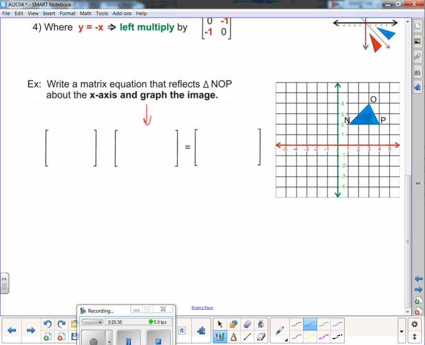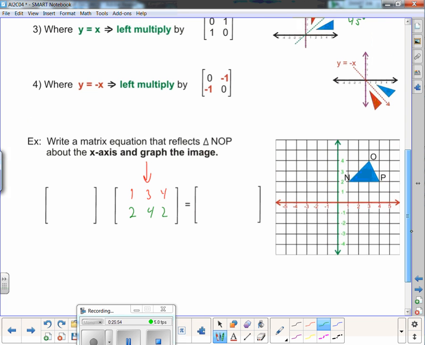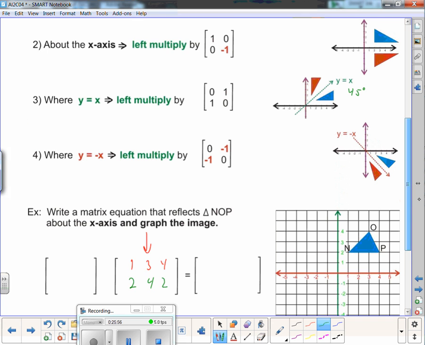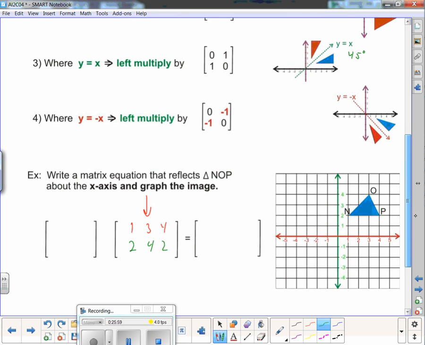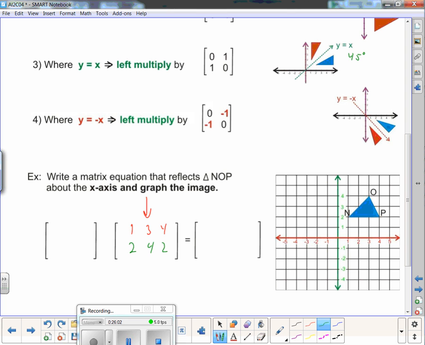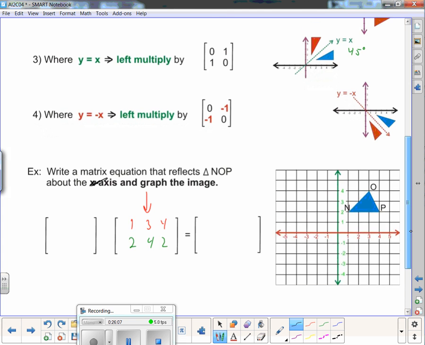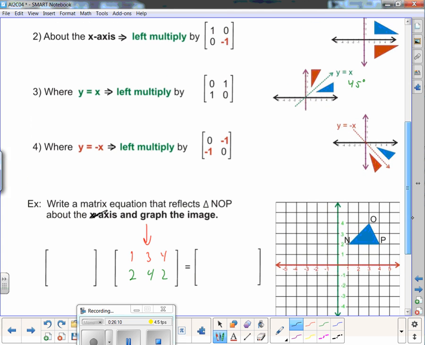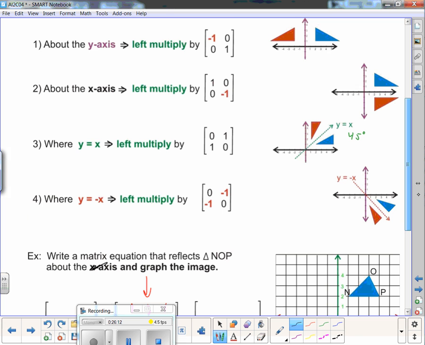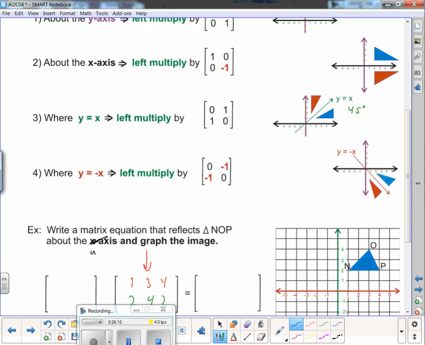A 1, 3, 4 for the x-coordinates. Just looking at the shape, just reading right off the graph. Say the y-coordinates if you know them. Go ahead. All right, so 2, 4, 2. And what matrix are we going to left multiply by? So again, we're reflecting about the... Why did I do x-axis? We already did one of those. All right, let's not do x-axis. Let's go with the y-axis. Why not? Yeah, let's reflect about the y-axis.